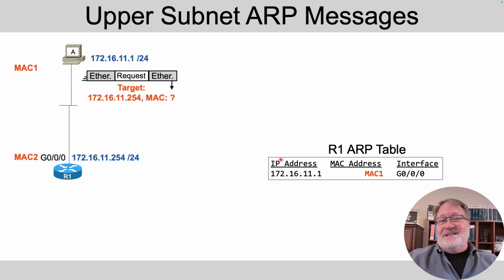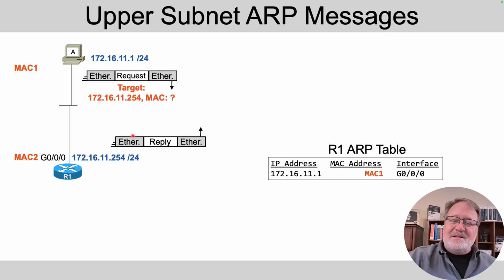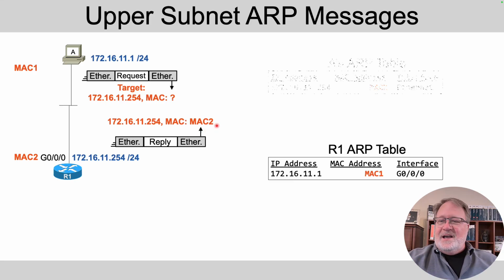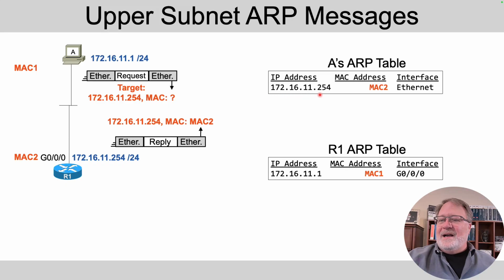Then R1 says, hey, that was an ARP request, listed me as target, so let me answer back with an ARP reply. It'll have a unicast MAC address in here of A's MAC address. Sends the ARP reply up there, and that ARP reply is going to list R1's IP address and MAC as requested, MAC2, and now host A can learn the appropriate MAC table entry as we've been talking about.